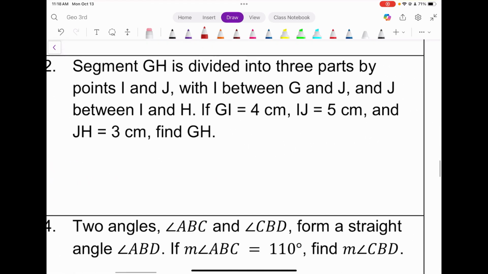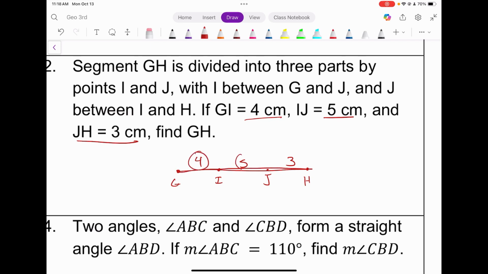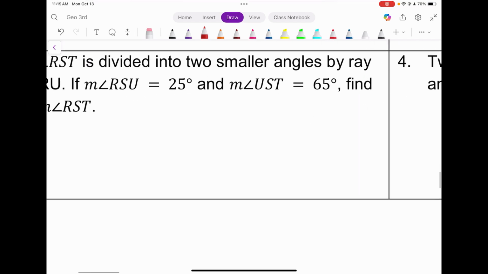This one says GH is divided into 3 segments. So there's the G, there's the H, by the points I and J. And it says that I is between G and J, and J is between I and H, as seen here. GI has a measure of 4, IJ has a measure of 5, JH has a measure of 3, so therefore GH, the entire segment, we simply add up these 3 smaller parts, and that gives us a total length of 12 units, or 12 centimeters in this case.